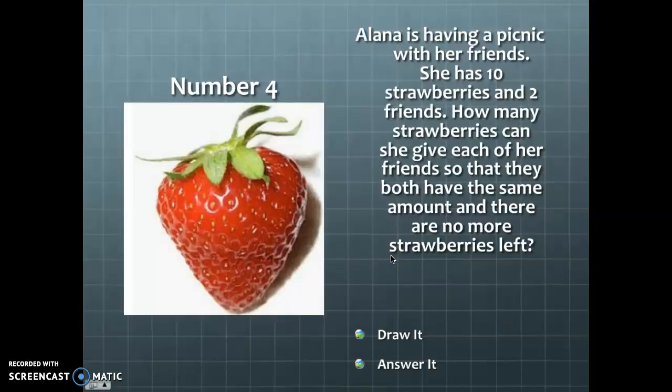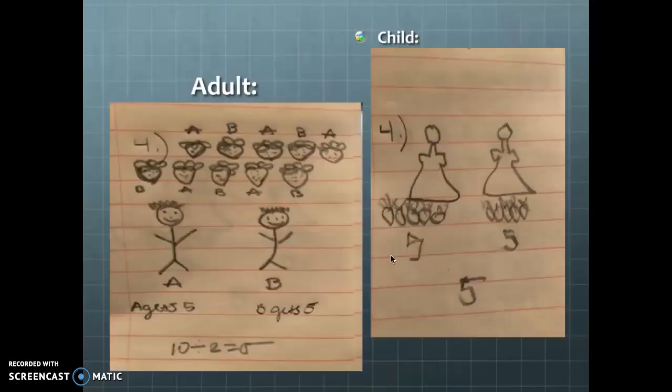And the last question, Alana is having a picnic with her friends. She has 10 strawberries and 2 friends. How many strawberries can she give each of her friends so that they both have the same amount and there are no more strawberries left? So each friend should have an equal amount of strawberries.